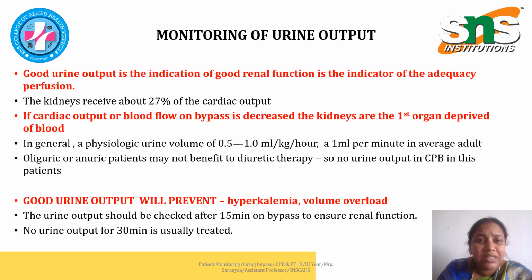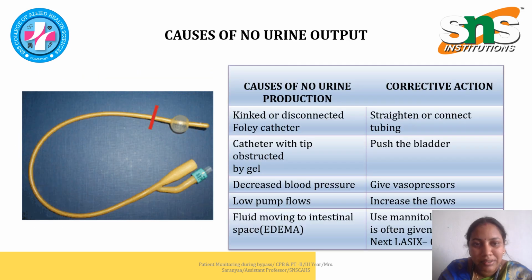And urine output, because the kidney receives about 25% of cardiac output. So the kidney is a major organ, and good urine output says the kidney is functioning well. Adequacy of perfusion can also be assessed with the help of urine output. You want to monitor the patient's urine output every 30 minutes. For causes of no urine output, you have to find out whether the cannula is kinked or there is any problem directly in the urinary catheter or bladder. That has to be assessed, and the corrective action taken appropriate to the situation.